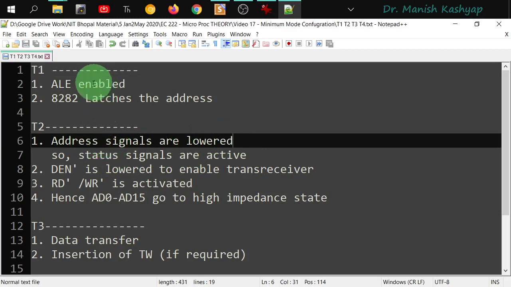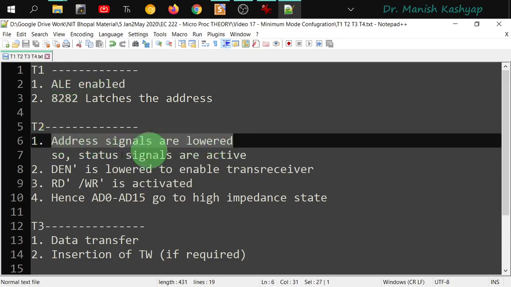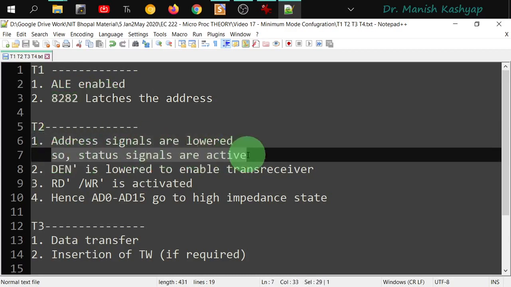Since the addresses have been latched in the 8282 IC, you do not need addresses on the address bus now. Now it has to be treated as a data bus. So these address signals are lowered, and the status signals will become active. Why? Because address signals are from A0 to A19, and the address bus is only from AD0 to AD15, because we only have a 16-bit address bus. So that, sorry, data bus.